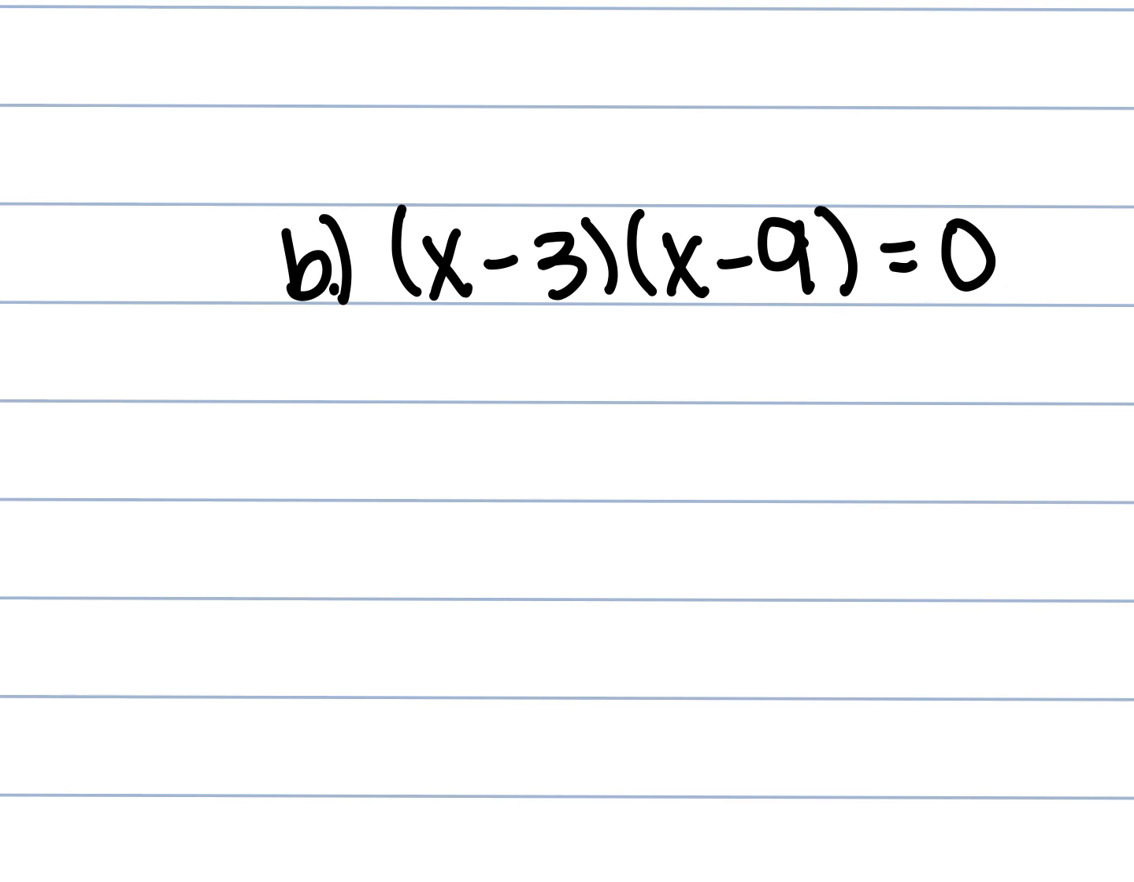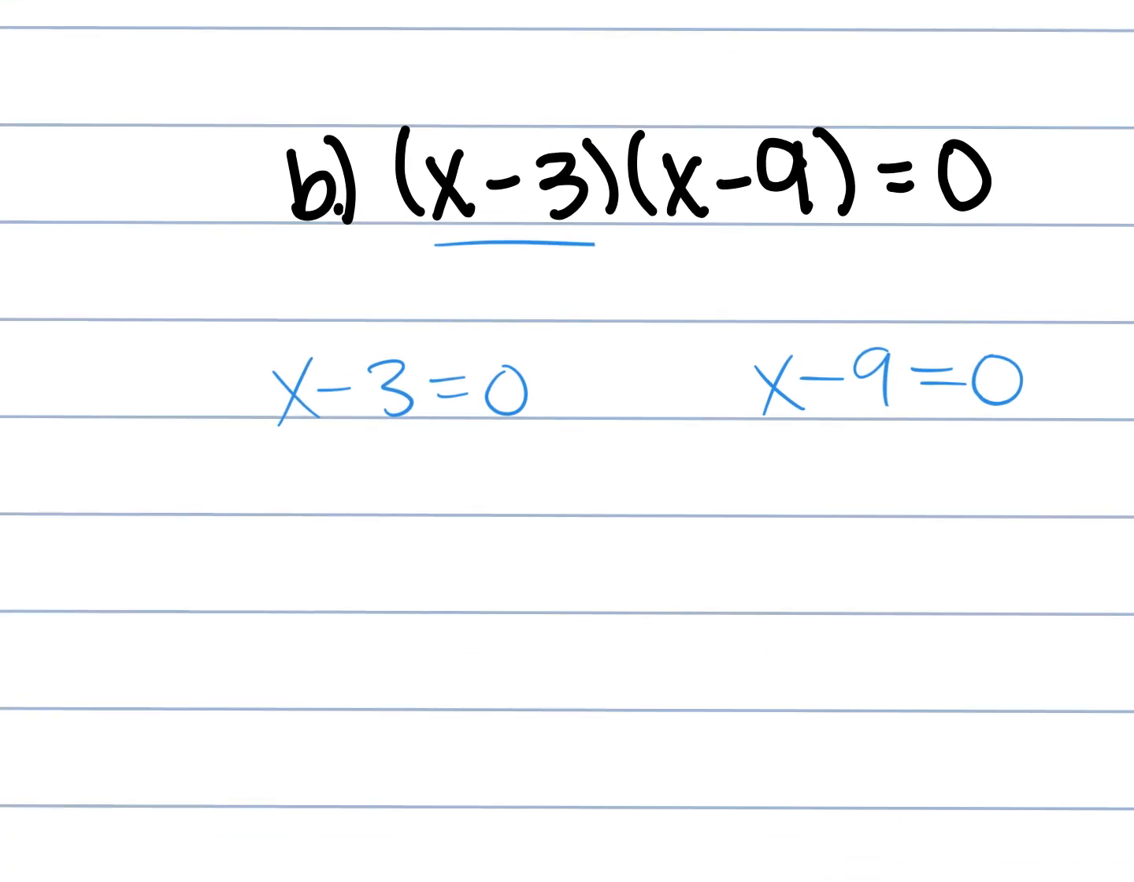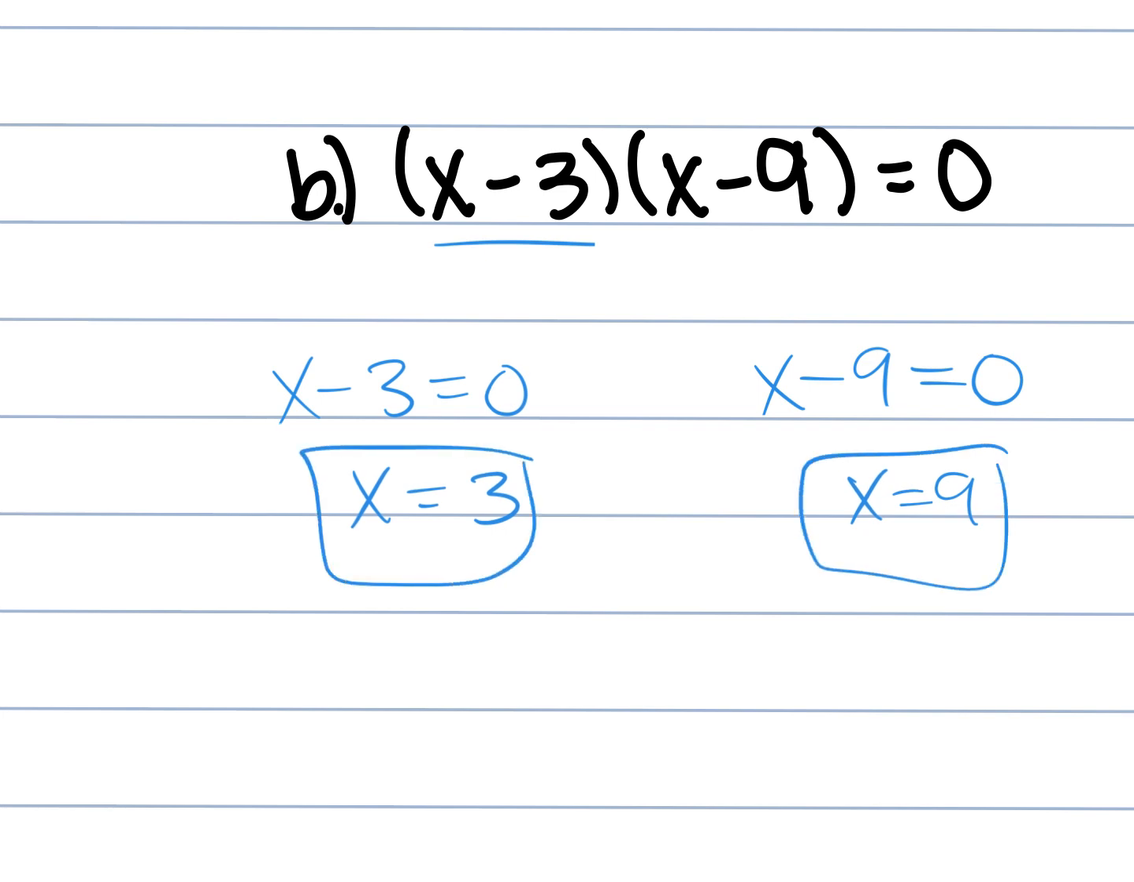x minus 3 times x minus 9. What do you think I do? x minus 3 equals 0 and x minus 9 equals 0. Easy, right? Solve it. What do you get? x equals 3 and x equals 9. That is it. Easy peasy lemon squeezy. Is there a catch? No, it's that simple. That's why, guys, the zero product property, if you can get it to factored form, is so useful, okay?